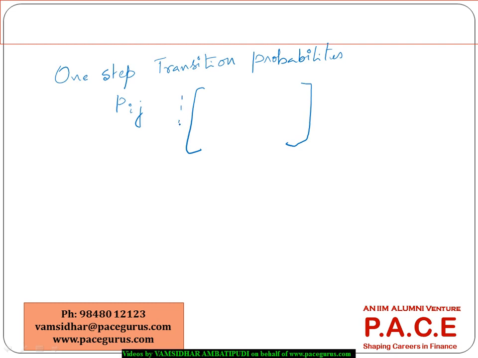So these are the different i's. These are the different j's. What is the probability of going from state I to state J within one period? This is the one step transition probability, and at the same time I also require the initial state. What are we talking about, and what are the one step transition probabilities?